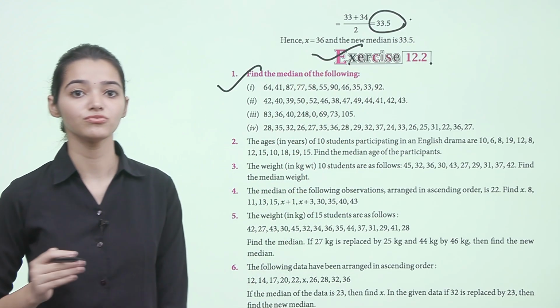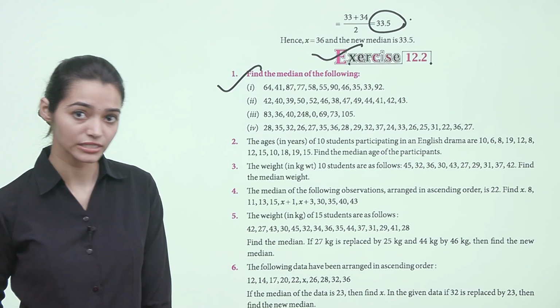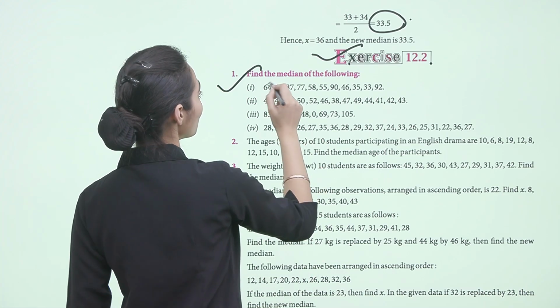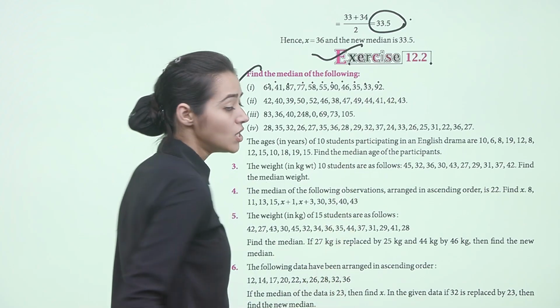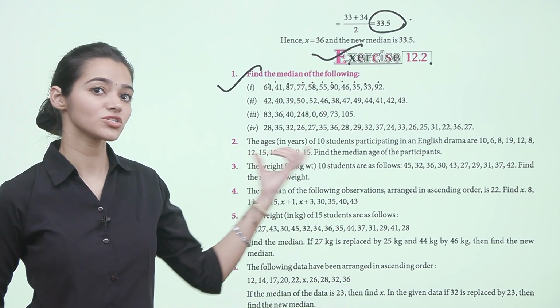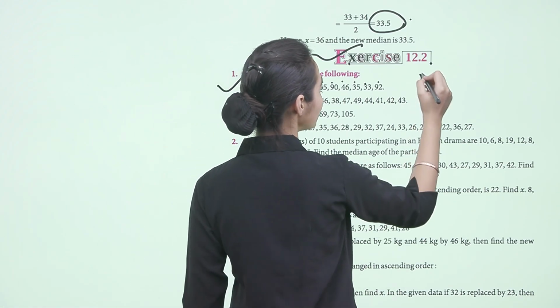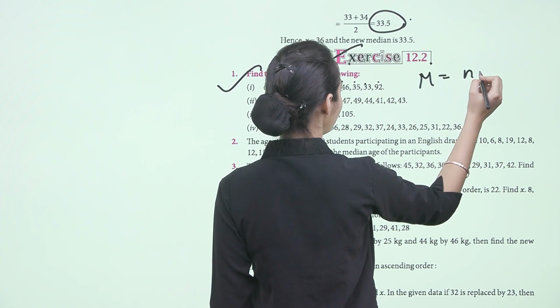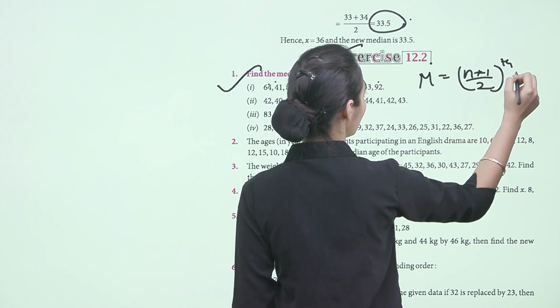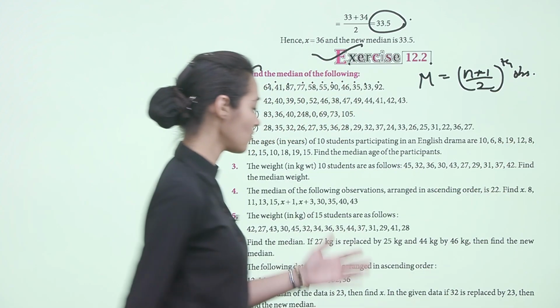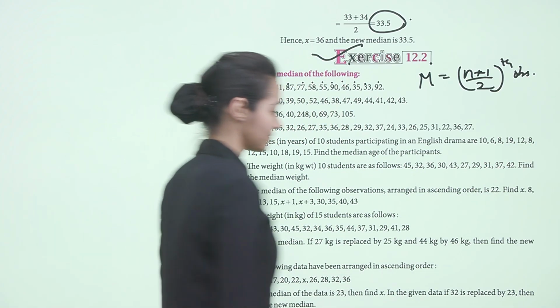Now let's start with exercise 12.2. In the first part, we have to find the median of each of the following. So here, how many digits are there? 1, 2, 3, 4, 5, 6, 7, 8, 9, 10, 11. So there are 11 digits. Firstly, you will arrange them in ascending order, and here the median will be the (n plus 1) by 2th observation. That's how we can solve the remaining parts.